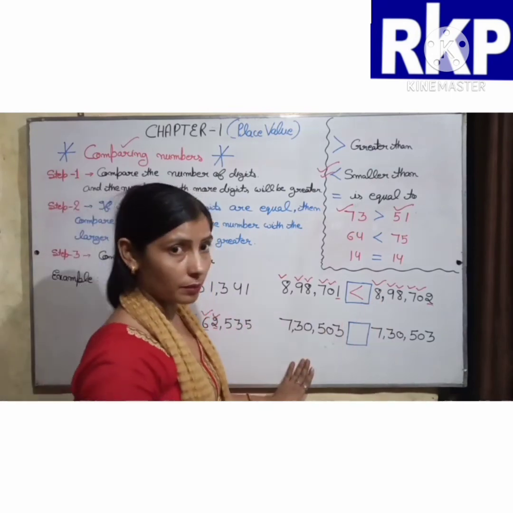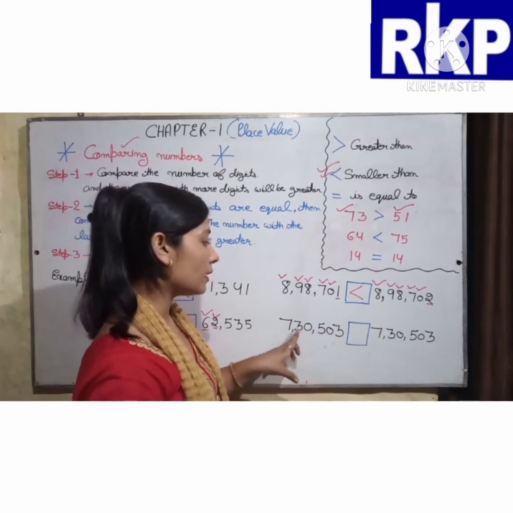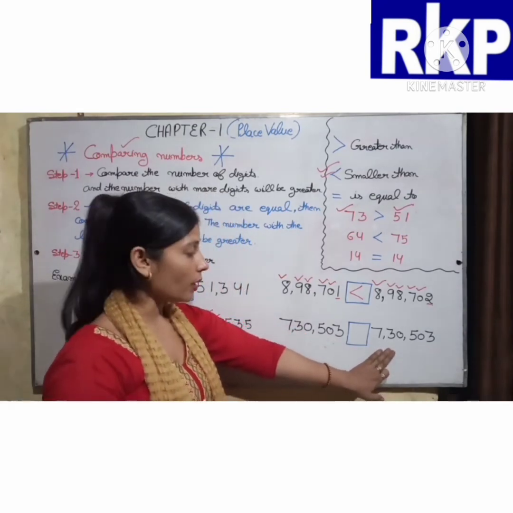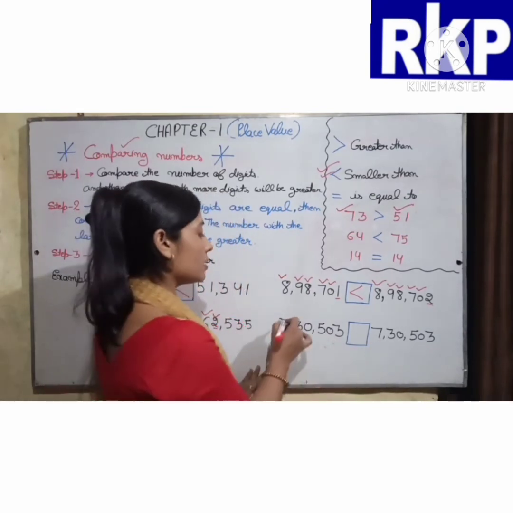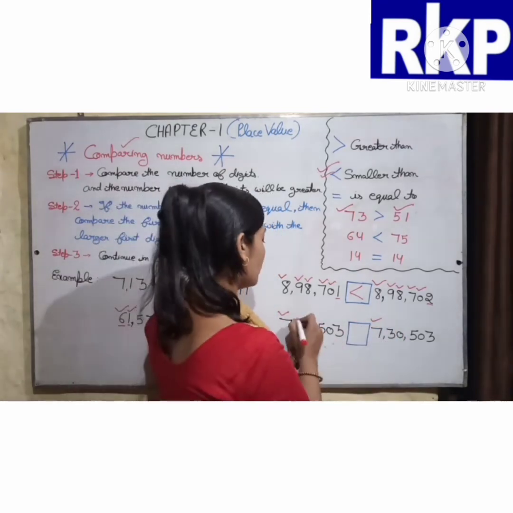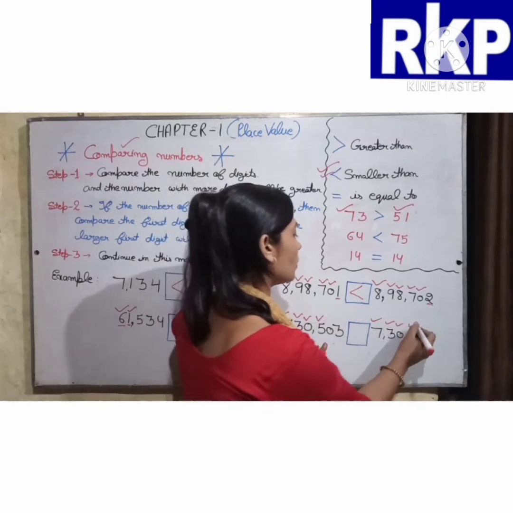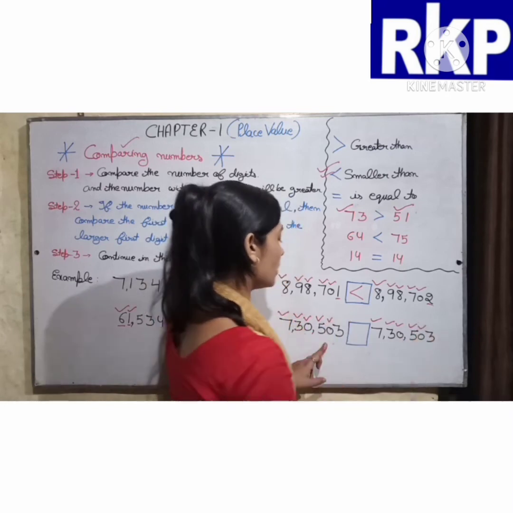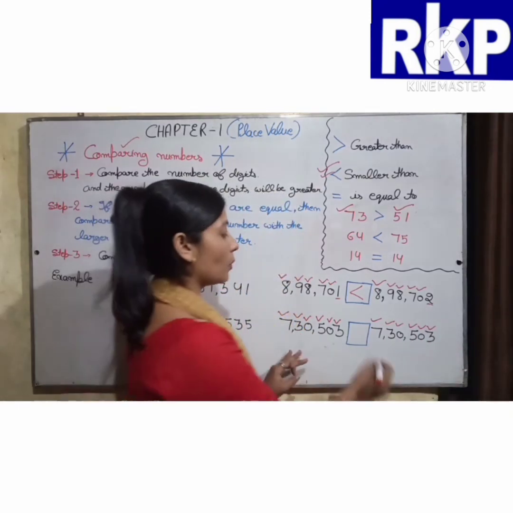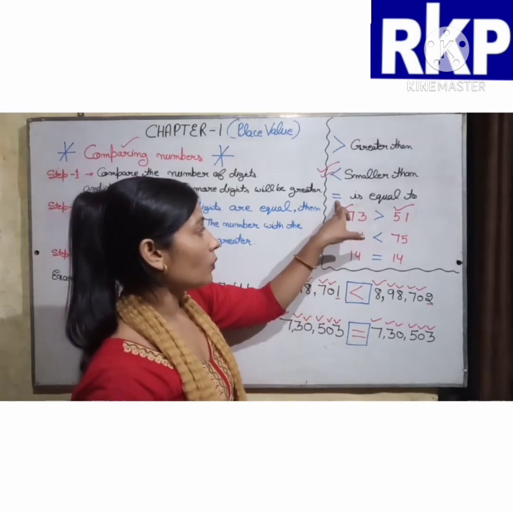Now let us see these numbers. Here we have 1, 2, 3, 4, 5, 6, 6 digits, and here also we have 6 digits. So now we have to check first digit from left side. Both are same. Next also same. Next also same. These also same, and these are also same, and last digits are also same. So it means both are equal. So we have to put the equal symbol.